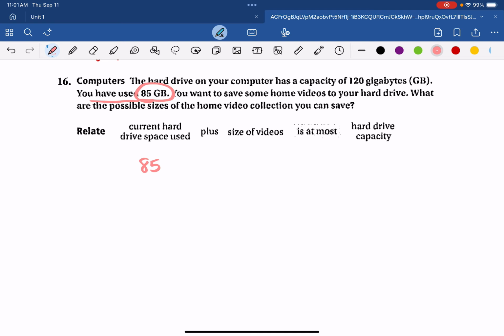Okay, now how much capacity do I have? Like, what's my limit? 120. So let's put that over here. So 120 is how much storage I have. I've used 85. Now, if I take some more videos, okay, here's V for videos. I don't know what that number's going to be yet. I don't know how much room I have. But I'm going to have to take what I already have plus the new videos.